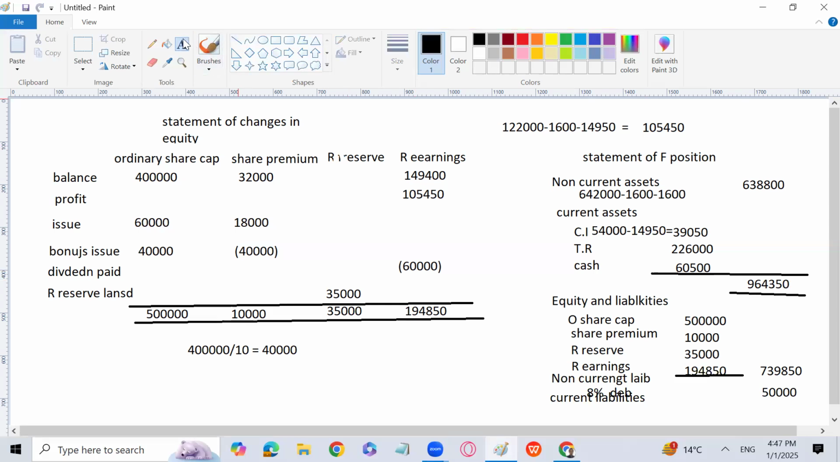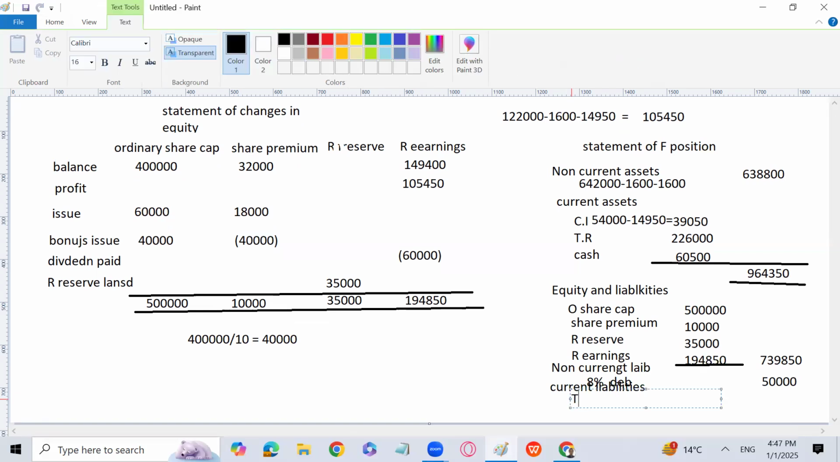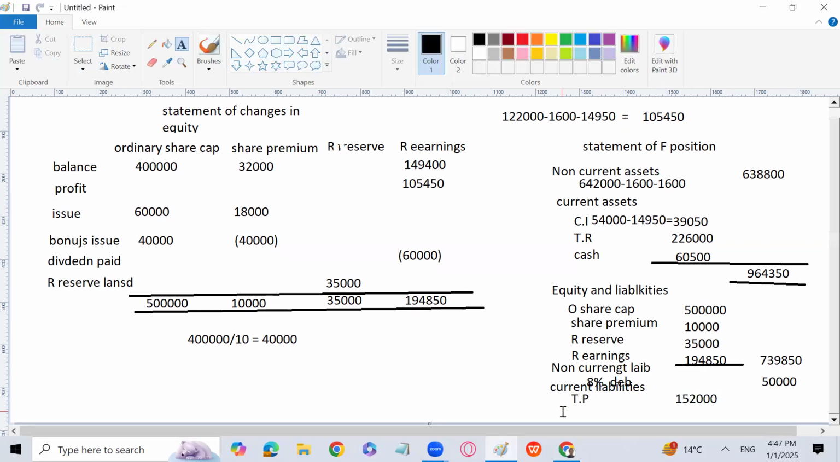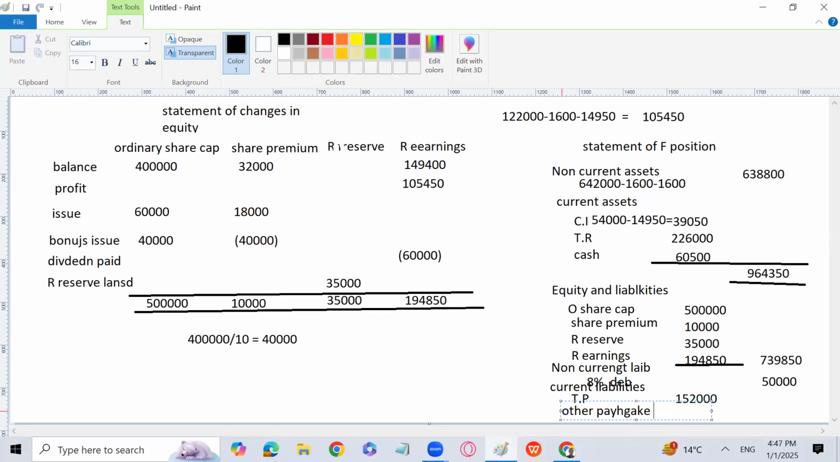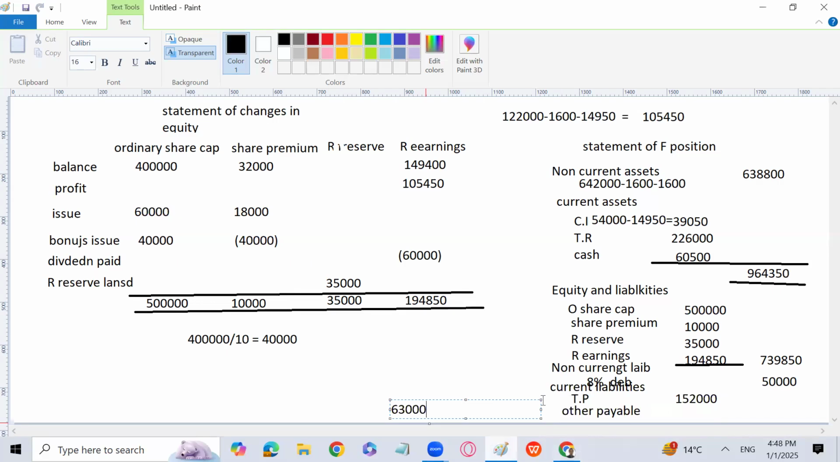Same is the case with the amount we are supposed to write in the current liability. That is trade payables. Let me write it down. If you have any problem, you can ask me. Trade payable, that is 152,000, and other payable, which needs some adjustment also, that is 63,000. How come, sir? I will make you see. Trade payable 152,000, I have written in the same manner. Other payable 63,000.